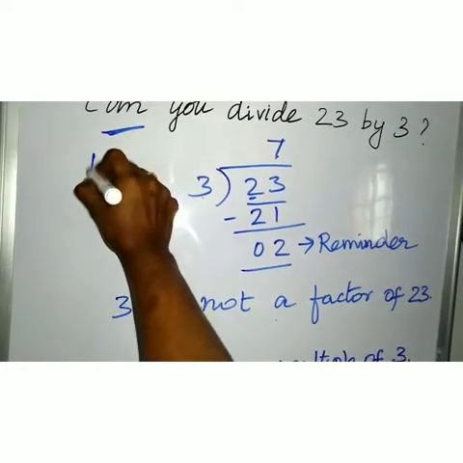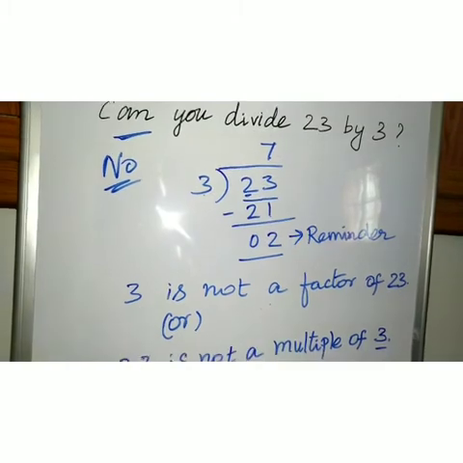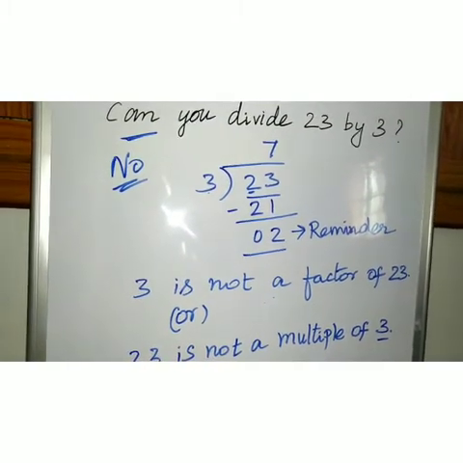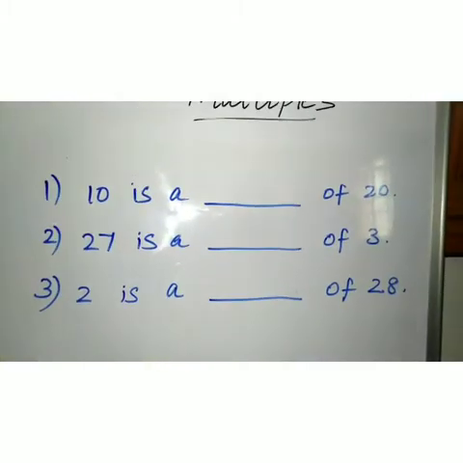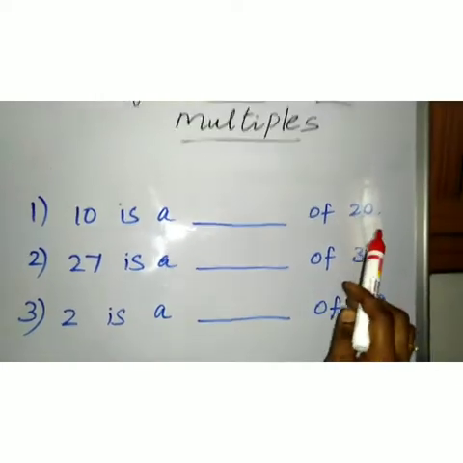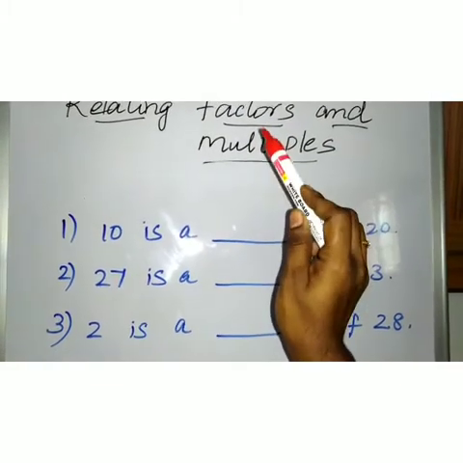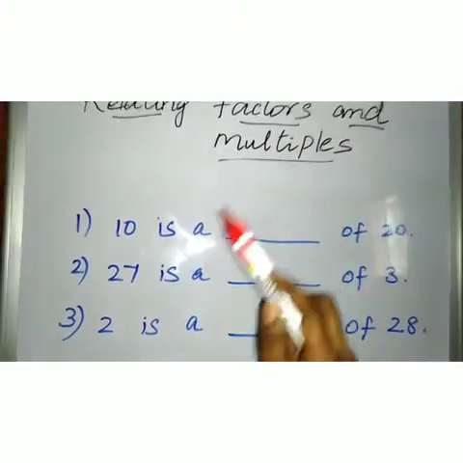Then what is the answer for the given question? Can you divide 23 by 3? If it is yes, you have to write yes. Otherwise, no. Why are we writing no? Because 23 is not a multiple of 3. Look at the next question.